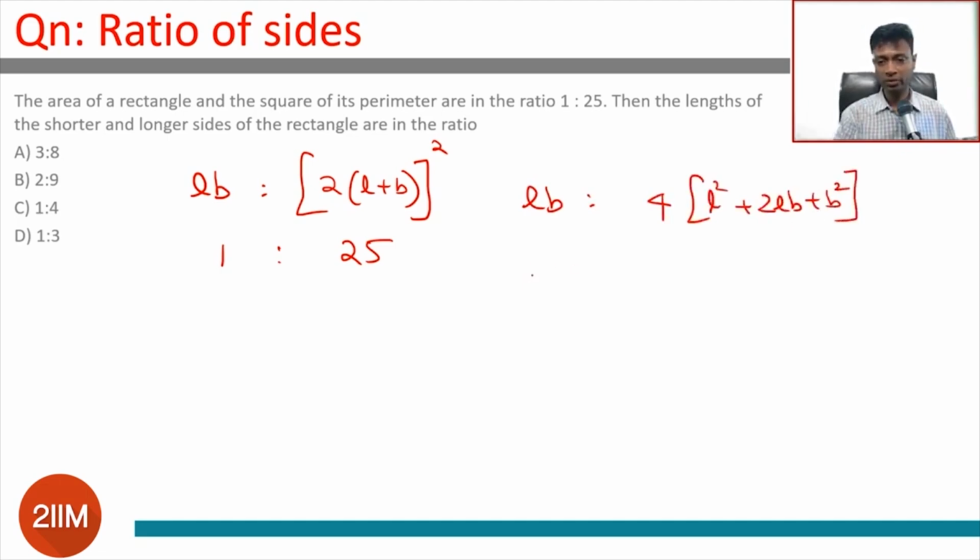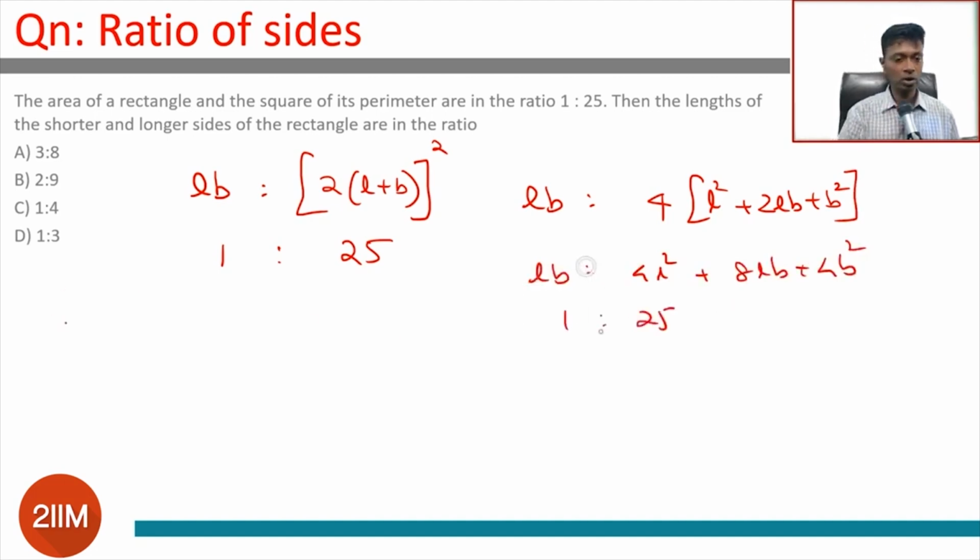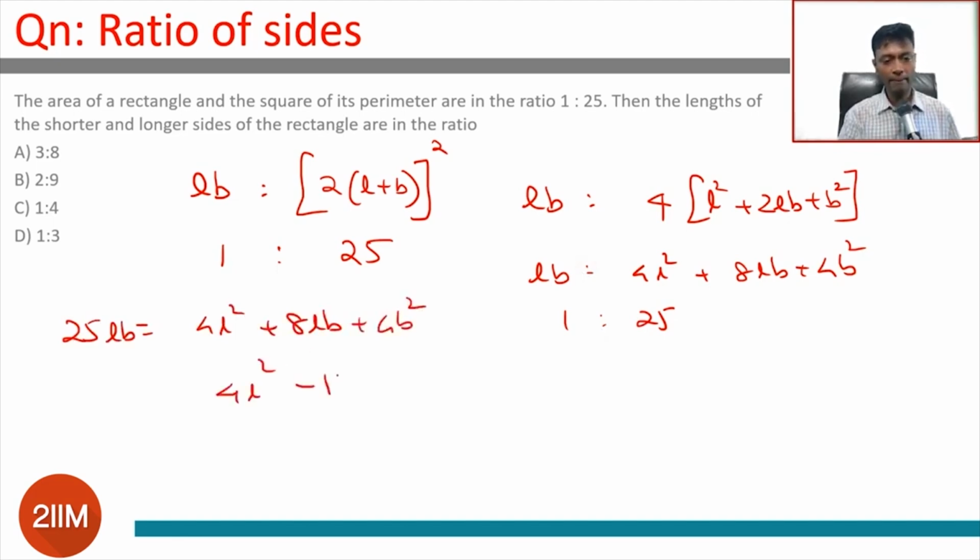is 1:25, or LB is to 4L square plus 8LB plus 4B square is 1:25, or 25LB equals 4L square plus 8LB plus 4B square. 4L square minus 17LB plus 4B square is 0.